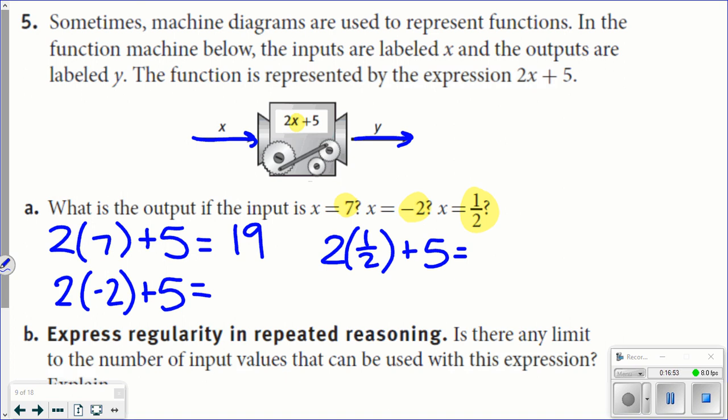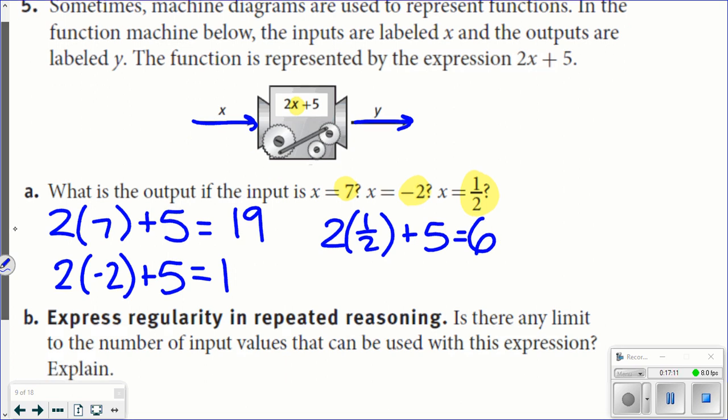So 2 times -2 is -4. Plus 5, we get 1. 2 times a half. What's half of 2? 1. 1 plus 5 gives us 6. Good job.